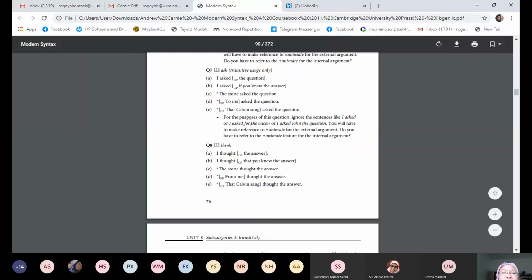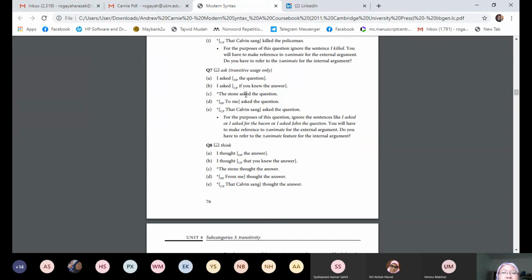Alright. Why is it that we have to do this? This going through the sentences is because we want to know the behavior of the verbs. This is how we determine the behavior. So ask is also transitive. I ask the question. I ask if you knew the answer. This is a different kind of verb which takes a complement phrase. It can take a DP, but it can also take a CP. It is a CP because you knew the answer is a sentence, and then if is a complement.